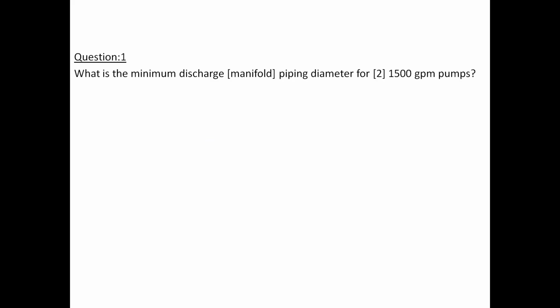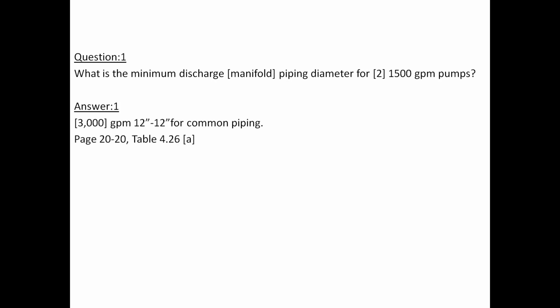Question number 1. What is the minimum discharge piping diameter for two 1,500 gallons per minute pumps? Answer number 1 is 3,000 gallons, 12-inch by 12-inch for common piping. Refer to page 20-20, table 4.26a.